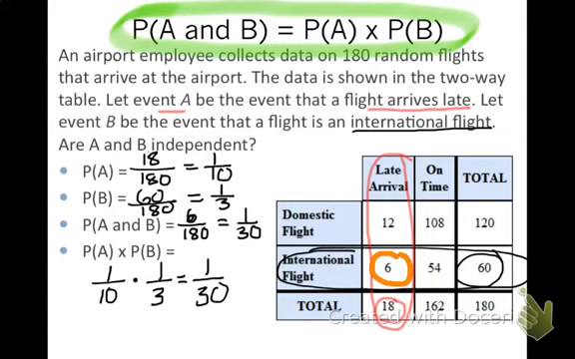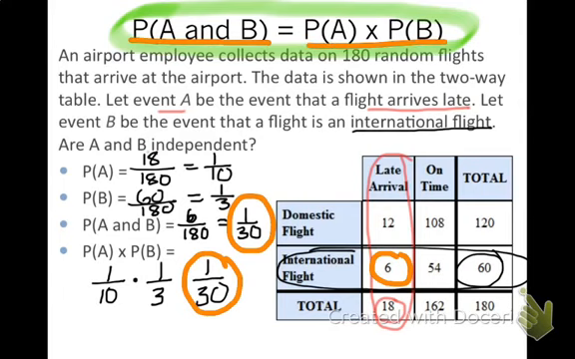So if you notice, you see that the probability of A times B is equal to 1 over 30, and the probability of A and B is equal to 1/30. We're looking at this. So since they're equal, they are independent. So yes, they are independent. That's your final answer. So you would need to show your work to be able to find out whether they're independent or not.